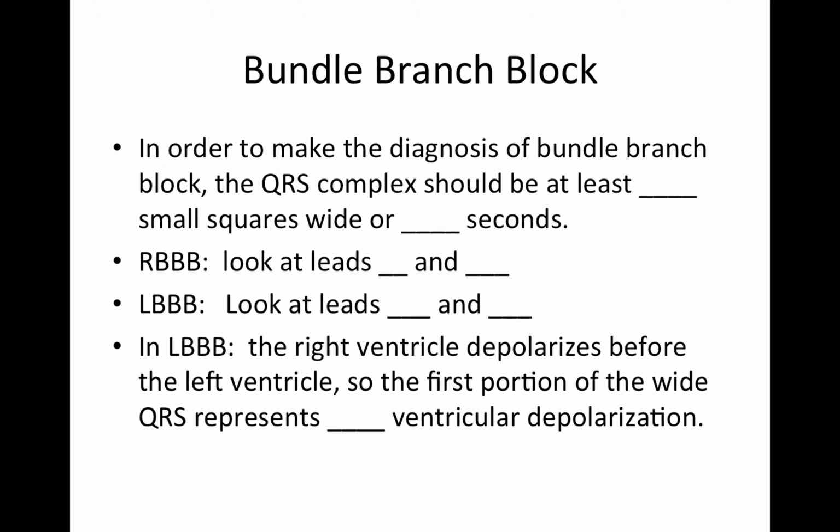So how do we identify bundle branch blocks? In the last discussion, we were discussing a complete right bundle branch block, and in this one we're going to talk about the left bundle branch block. In order to make the diagnosis of bundle branch block, the QRS complex should be at least 3 small squares wide, or 0.12 seconds. The right bundle branch block looks at leads V1 and V2, and in the left bundle branch block you look at leads V5 and V6.